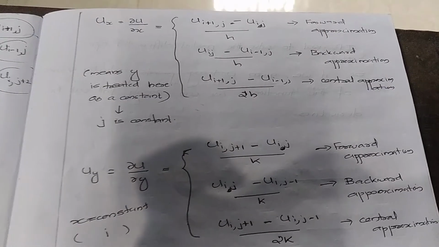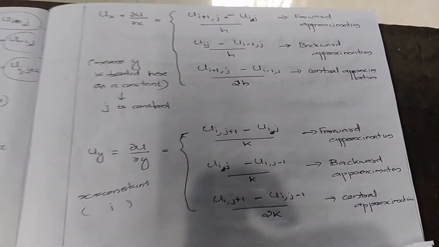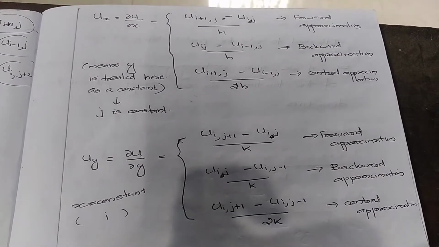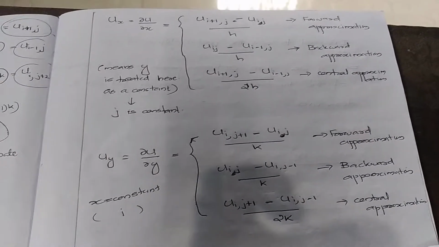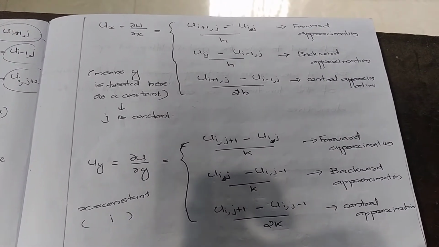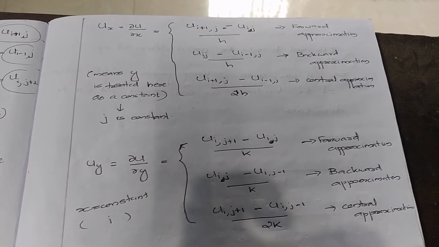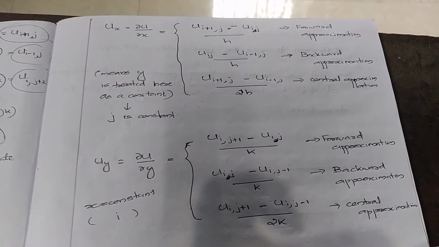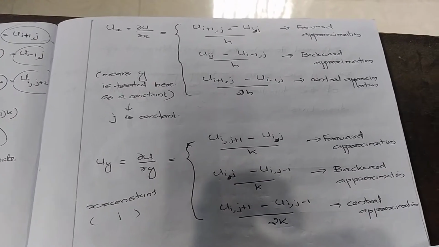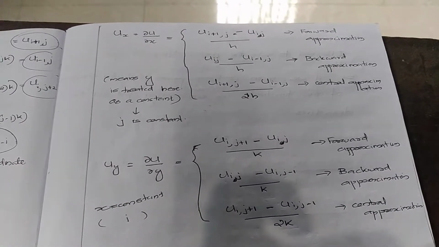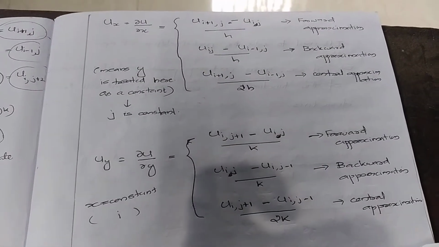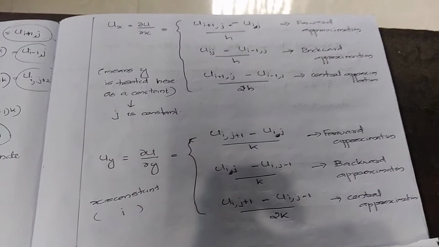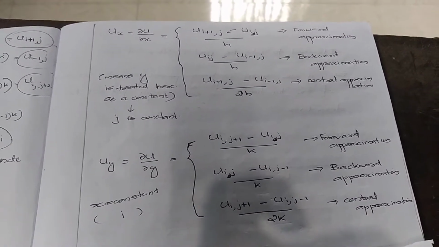But in partial differential equations in the finite difference method, we get the following results for ux and uy as given below. Here, in ux, j is considered as a constant, and in uy, x is considered as a constant. The forward approximation, backward approximation and central approximation are given below. We can summarize it as follows.